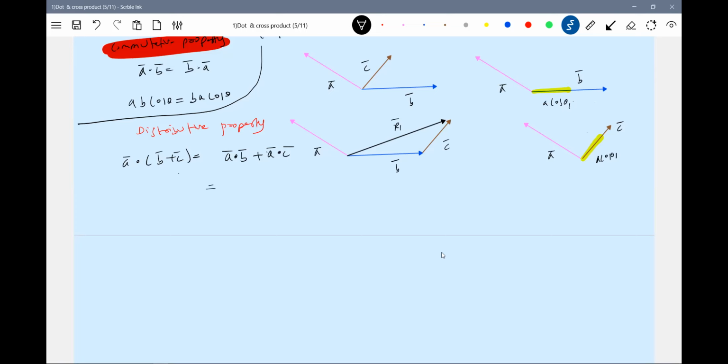Shall we say that the angle between A bar and B bar is theta 1. The angle between A bar and C bar is theta 2. So this will become A cos theta 1 into B. Here it will be A cos theta 2 into, sorry, into C. Dot product of A bar dot C bar, what do you write? A cos theta. What is the angle between A bar and B bar? It is theta 1. The angle between A bar and C bar is theta 2. I'll define that angle also. The angle between A bar and C bar is theta 2. The angle between A bar and B bar is theta 1.